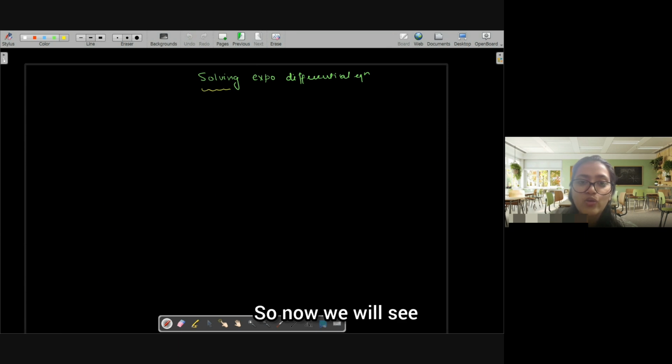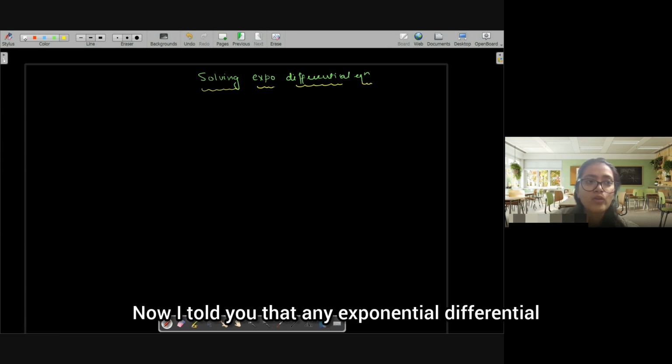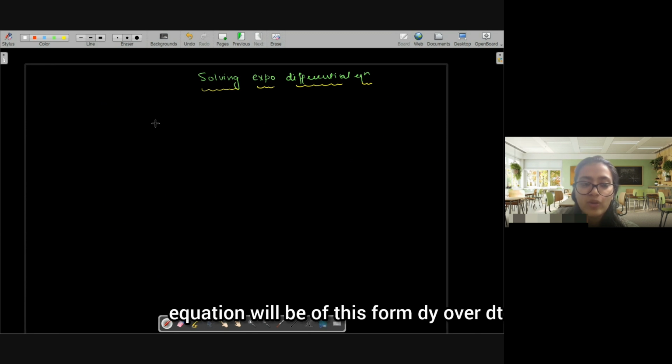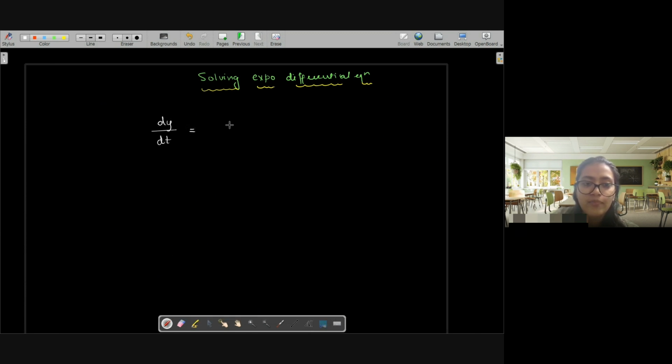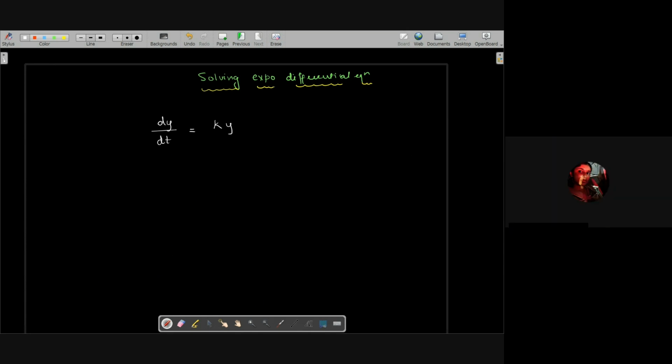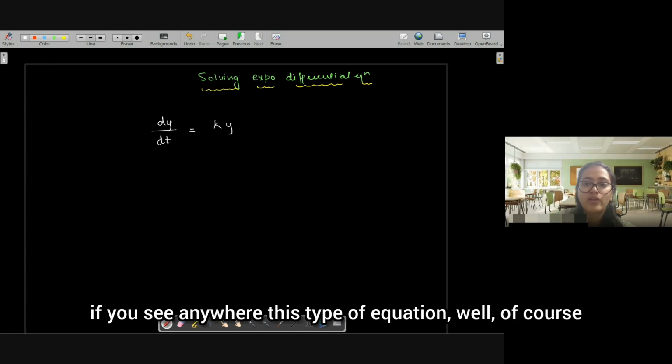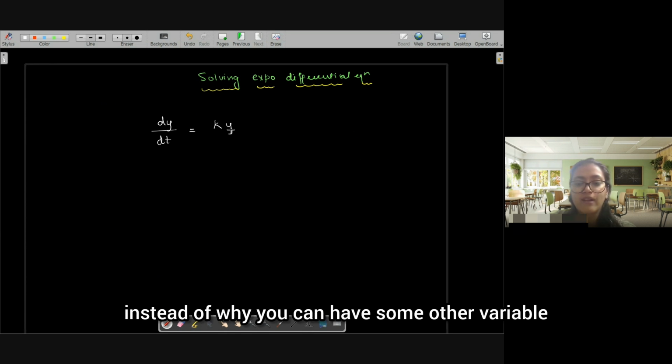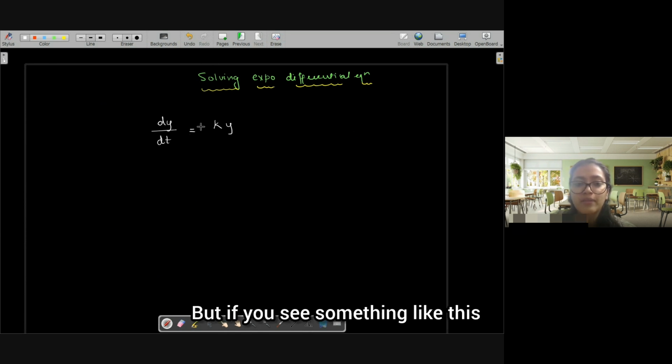Okay, so now we will see how to solve a differential equation. Now, I told you that any exponential differential equation will be of this form: dy over dt equals k times y. If you see anywhere this type of equation, of course, instead of y, you can have some other variable. But if you see something like this, that means that is an exponential model.